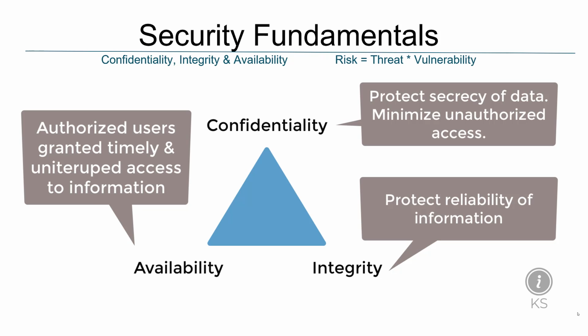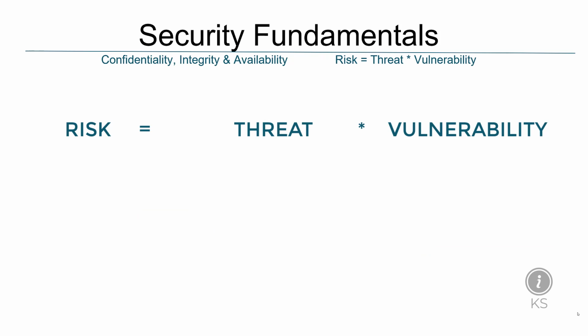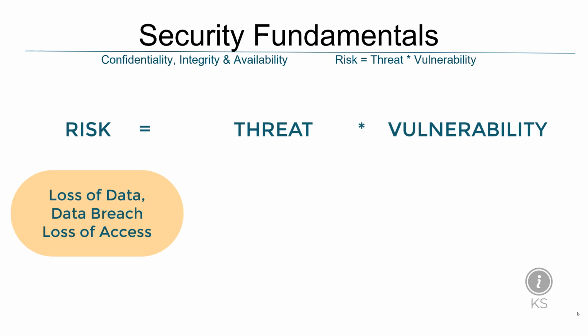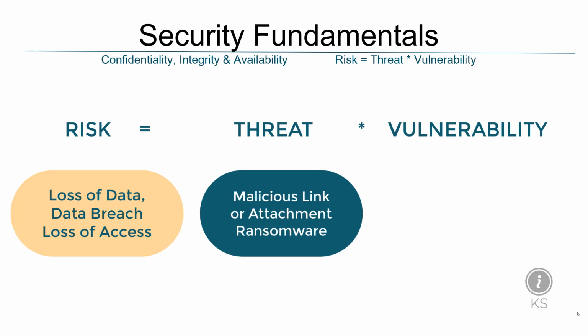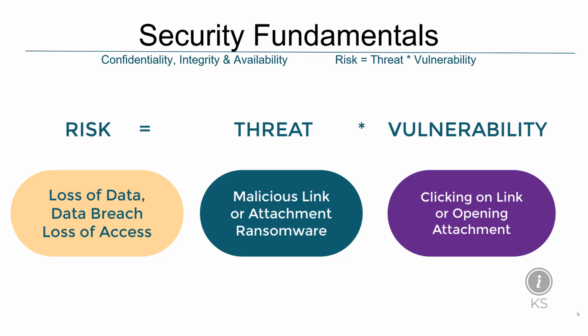Next, let's look at the risk equals threat times vulnerability equation. When looking at security related to humans and email, the risks that come to mind are the loss of data in a data breach or the loss of access to a computer. What causes that data breach or loss of access to the computer is the threat. For example, ransomware or malware in emails or email attachments are threats. Vulnerabilities are the way that those threats exploit a system. The vulnerability we're discussing is the human action. The vulnerability is someone clicking on the malicious link or attachment in the email.